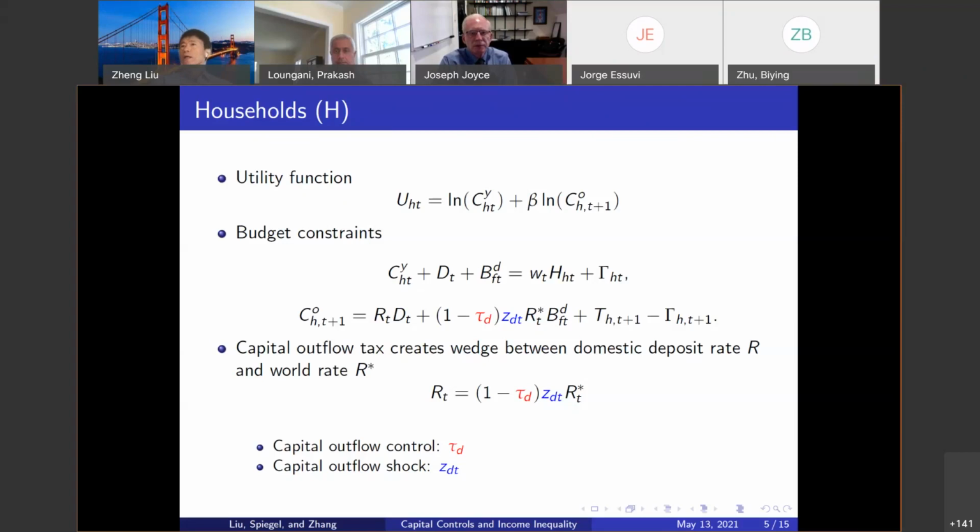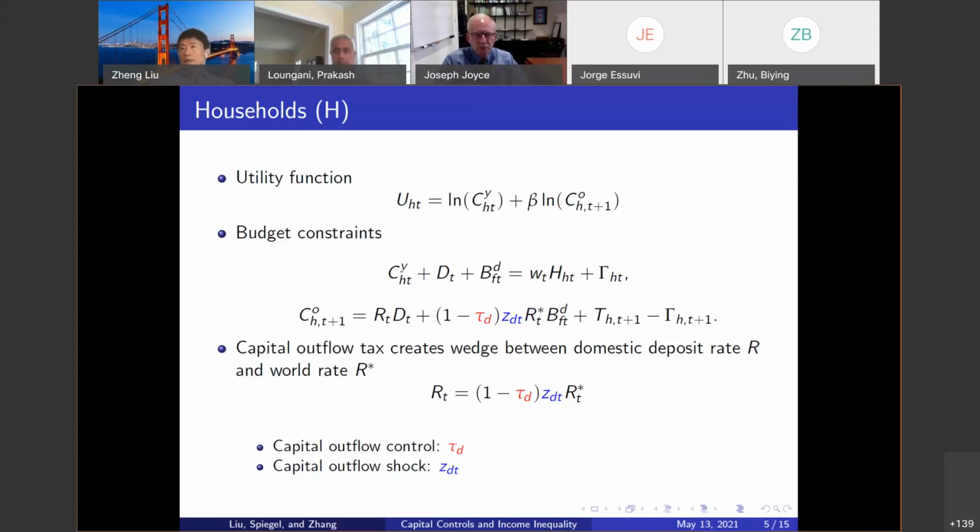And consumption, the saving includes deposit D in domestic banks and a deposit in foreign banks, BF. BF is a capital outflow. At the old age, the household consumption is financed by the returns on bank deposits, including domestic returns R times D and the foreign deposit returns at the world interest rate, R star. Tau D is a tax on the returns from deposits at foreign banks, or capital outflow tax.